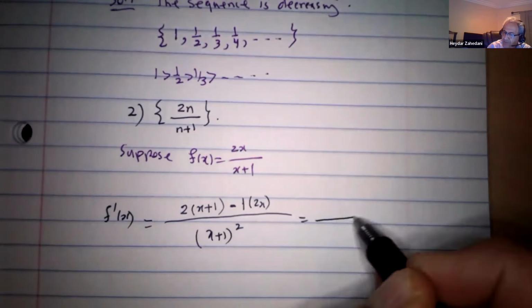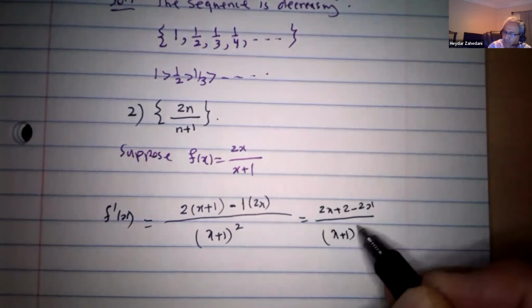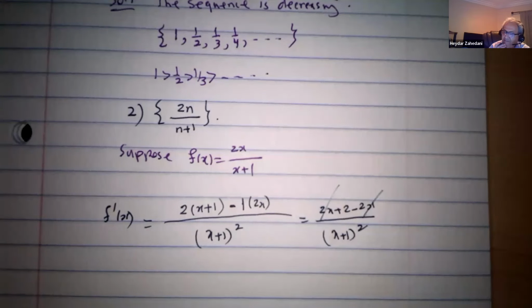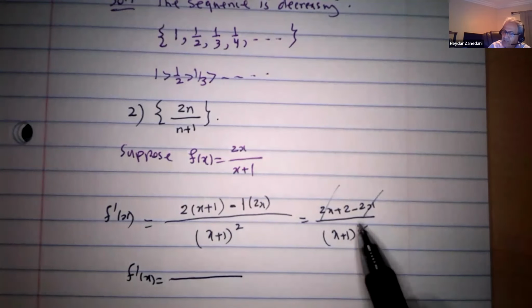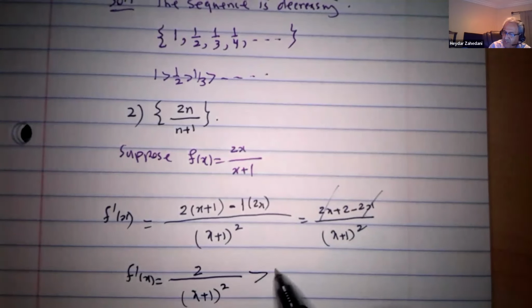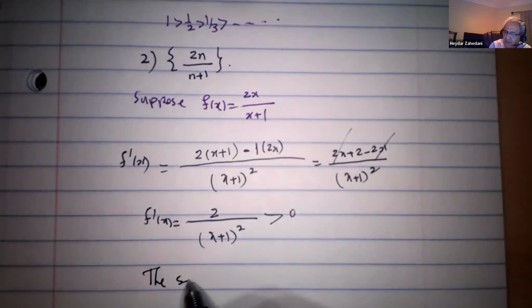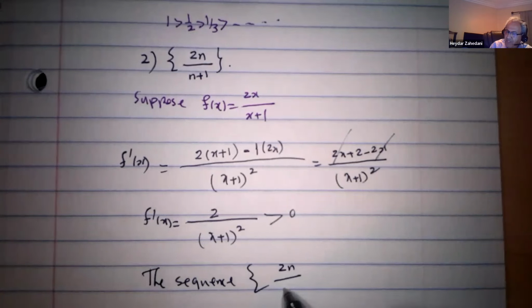Now, if you distribute the top, that gives you 2x plus 2 minus 2x, over x plus 1 all squared. Okay, so this is it. The 2x would cancel out. So what we have is f prime of x is equal to the top, the leftover, which is 2, and the bottom is x plus 1 all squared, which is always positive. So the derivative is positive, so the sequence 2n over n plus 1 is increasing.